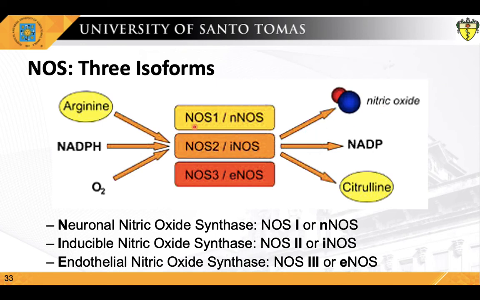These are the 3 major isoforms of the nitric oxide synthase. The first in the list is Neuronal, also known as nitric oxide synthase 1, or simply as nNOS, the N referring to neuronal. The second is the Inducible or nitric oxide synthase 2, or simply as iNOS, the I referring to inducible. And lastly, the Endothelial or nitric oxide synthase 3, or simply as eNOS, the E referring to endothelial.